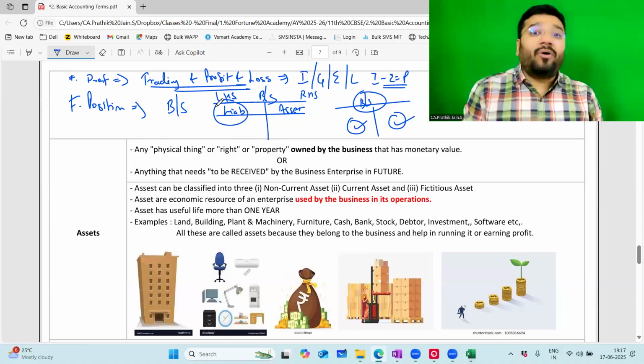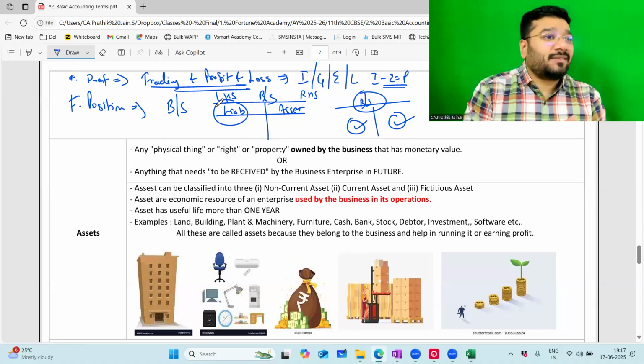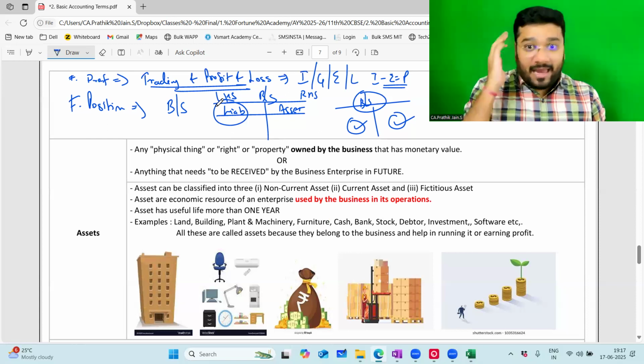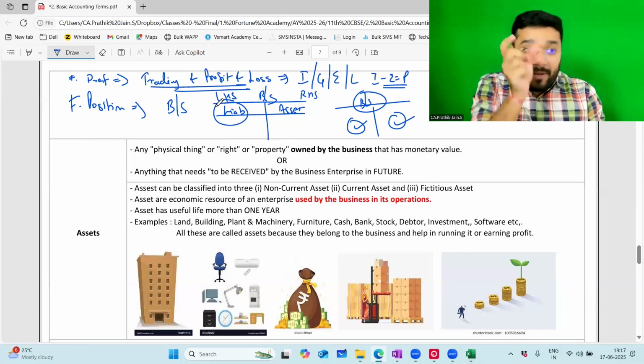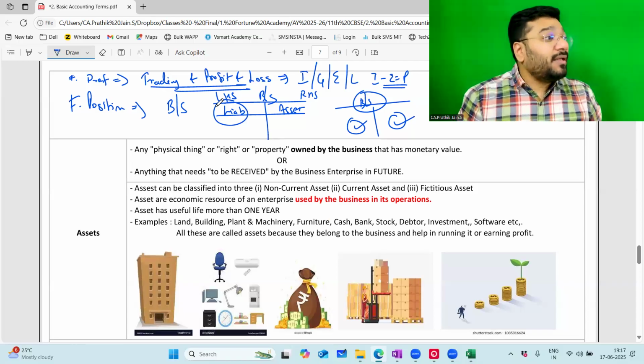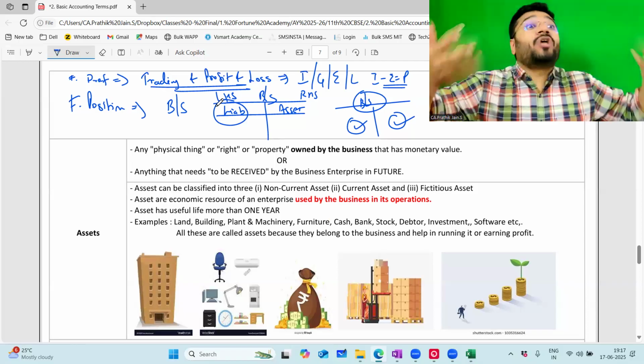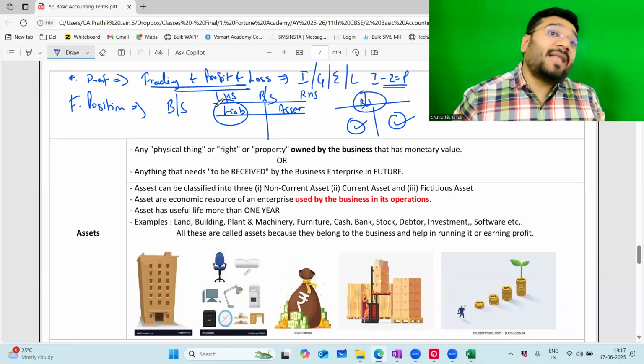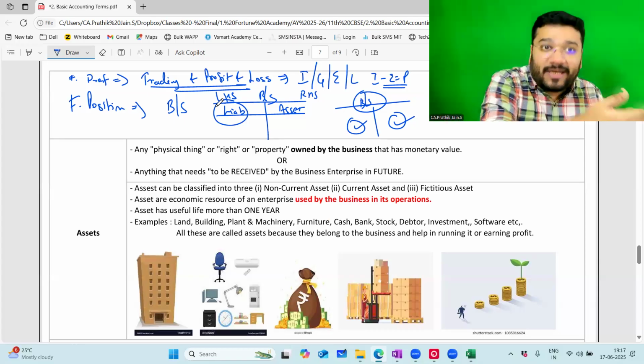In which bank what amount is there? How will I remember, boss? I can't remember. So therefore, I record in a place called balance sheet. Which side? Asset. Asset is what? Anything that I receive in future is asset. What is liability? Anything that I have to pay in future is liability.